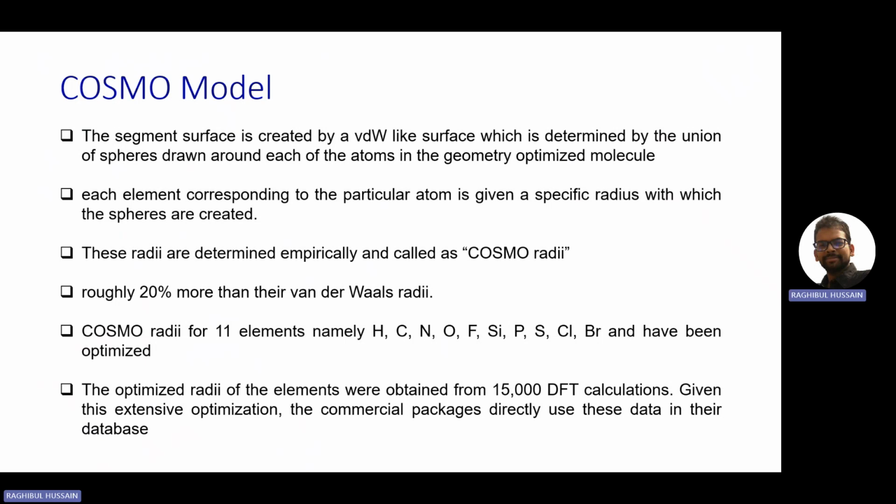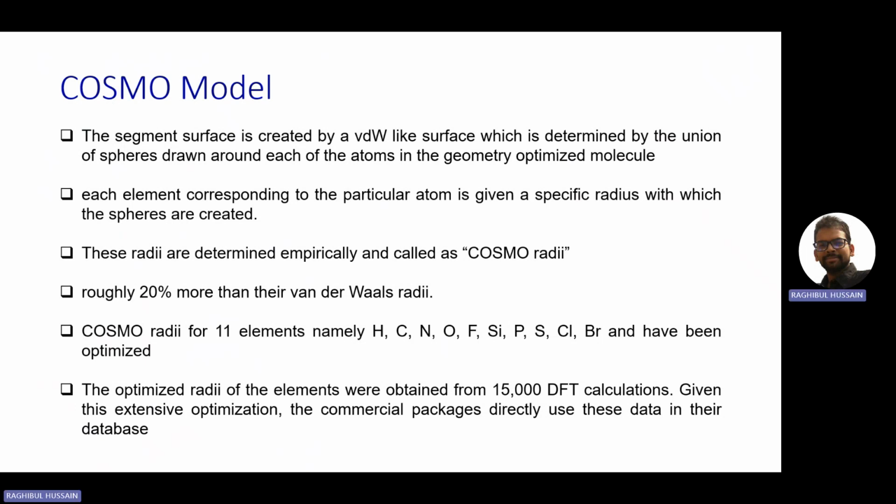So the segment surface created by a van der Waals-like surface is determined by the union of spheres. And each element is given here in the COSMO model a specific radius. These radii are called COSMO radii. This COSMO radii is bigger than van der Waals. It's roughly 20% more than the van der Waals radius. So this is available for 11 elements. This is maybe more now, but at that time it was 11 elements. Probably now many more elements are included.